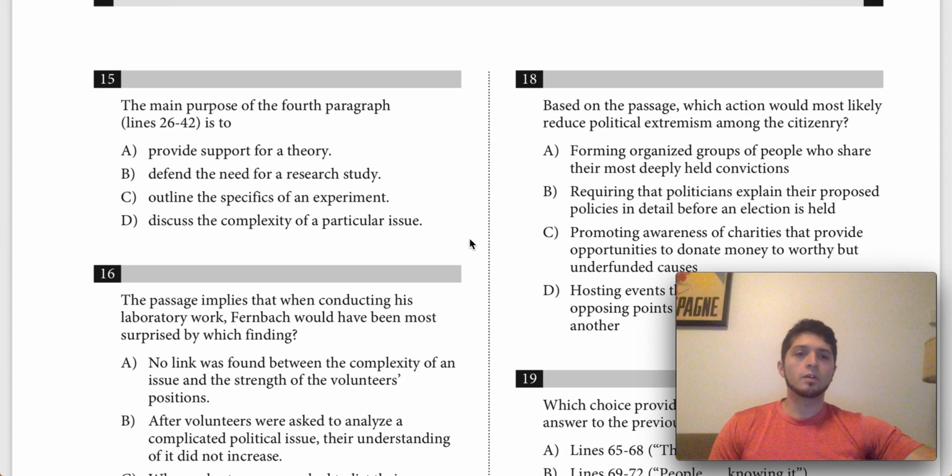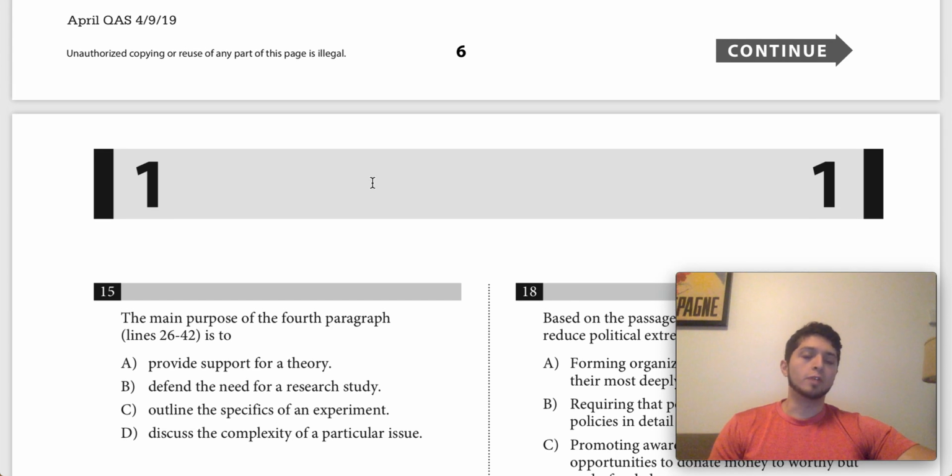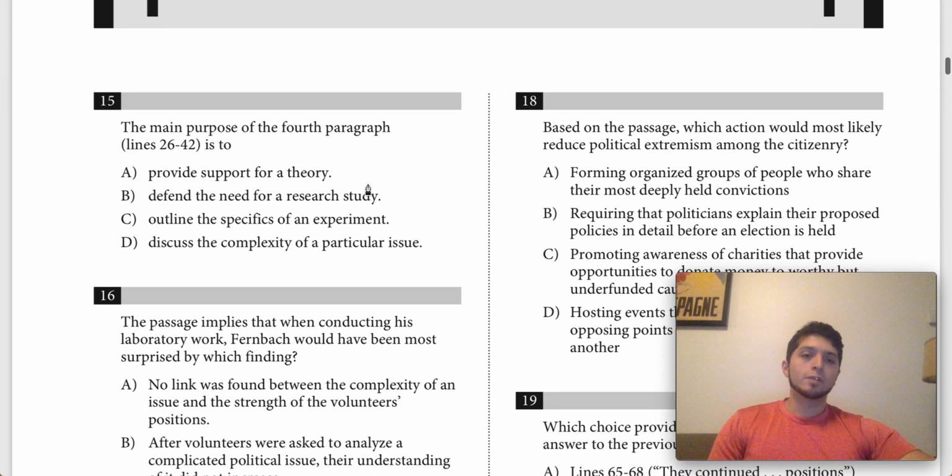So today we're going to be solving question number 15. This is from the SAT number 17. This is the QAS test from April 2019. So the question reads, the main purpose of the fourth paragraph, this is lines 26 through 42, is to do something.